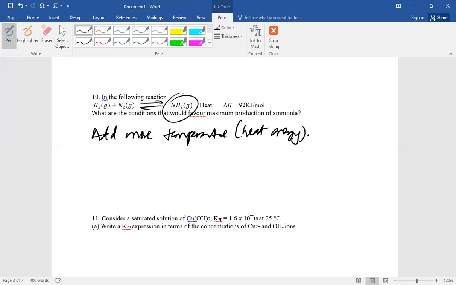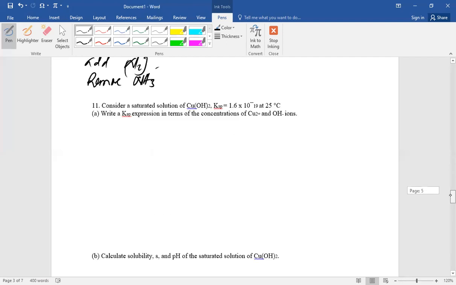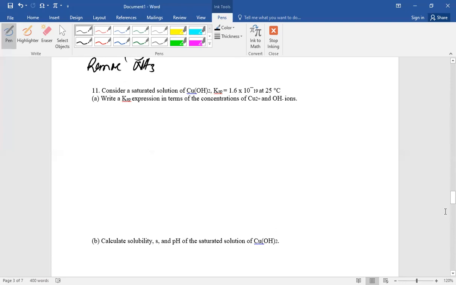To produce the maximum ammonia, the ingredients should also be readily available, they should be in full supply. So we can also add more reactants. Another way is to remove the product as well. While it is being produced, you remove it, and then new reactants will be there, so that way the reaction can proceed faster.